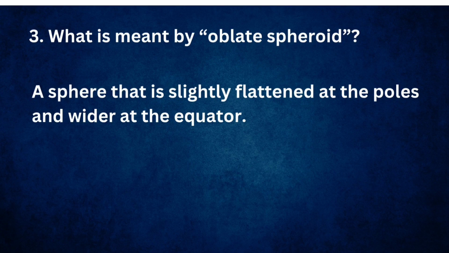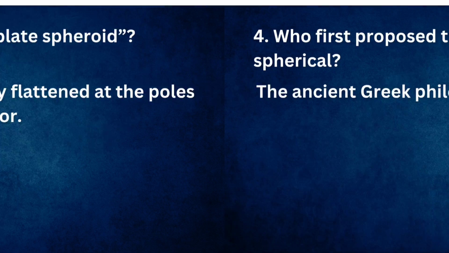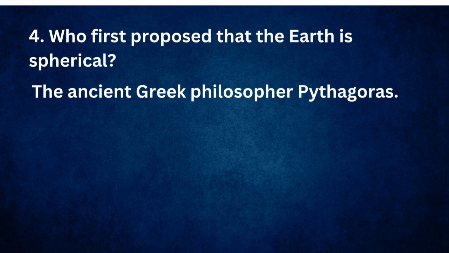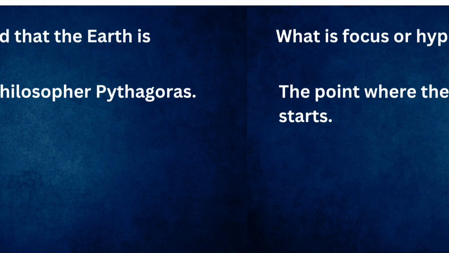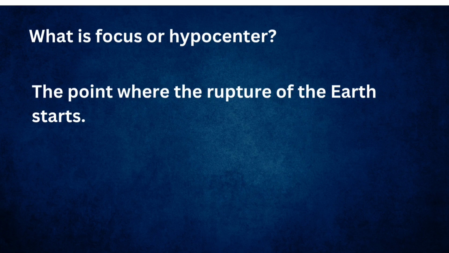What is meant by oblate spheroid? A sphere that is slightly flattened at the poles and wider at the equator. Who first proposed that the Earth is spherical? The ancient Greek philosopher Pythagoras. What is focus or hypocenter? The point where the rupture of the Earth starts.